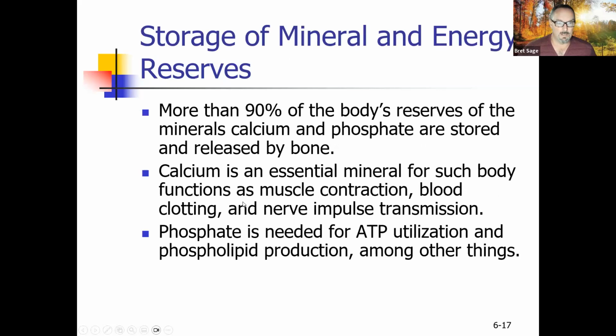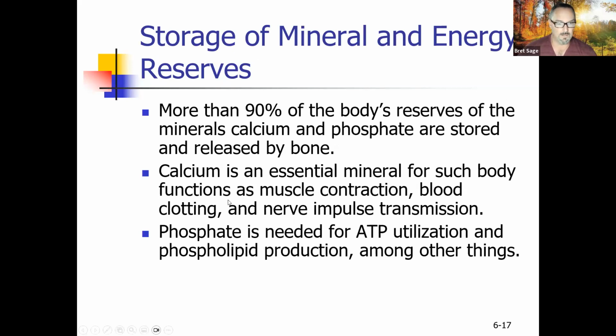Storage of mineral and energy reserves. More than 90% of the body's reserves of minerals, calcium and phosphate, are stored and released by the bone. Now, please remember, your body needs calcium and phosphate to do other physiological processes. If you don't get it in your diet, your body will steal from your bone to do those things, such as nerve impulses, blood clotting. So that's why it's important to maintain calcium and phosphorus in our diet.